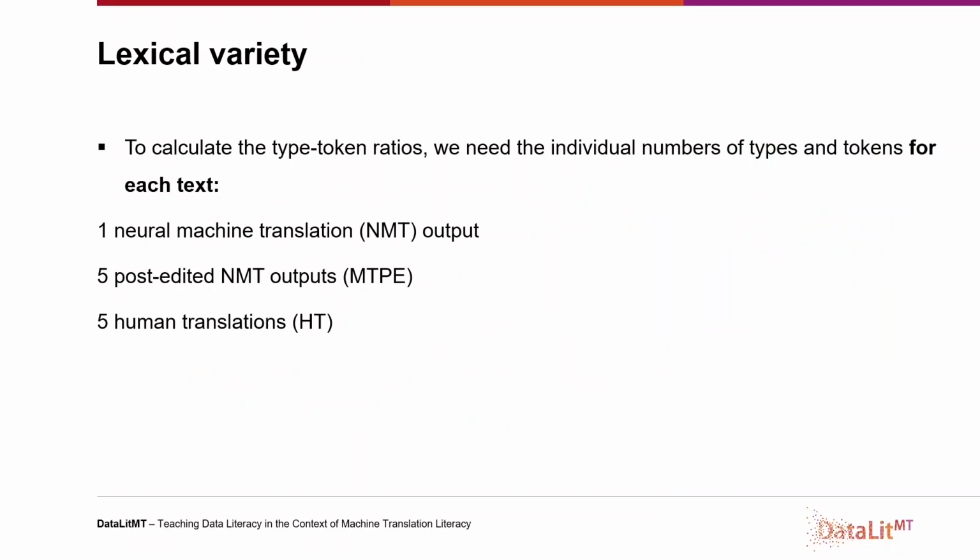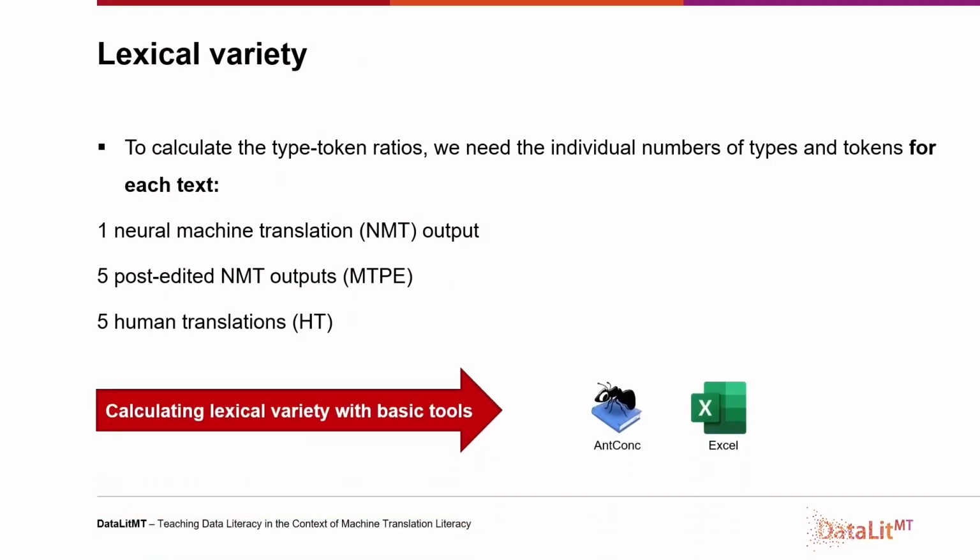To calculate the type-token ratios, we need the individual numbers of types and tokens for each text. As a reminder, we have 1 neural machine translation output, 5 post-edited NMT outputs, and 5 human translations. We are calculating the lexical variety with basic tools, such as AntConc and Excel. Please note, however, that the decision of which tools you use will affect your analysis results. Depending on the tool, results may vary slightly due to differences in tokenization. This means that different tools may display different numbers of types and tokens for the same text.